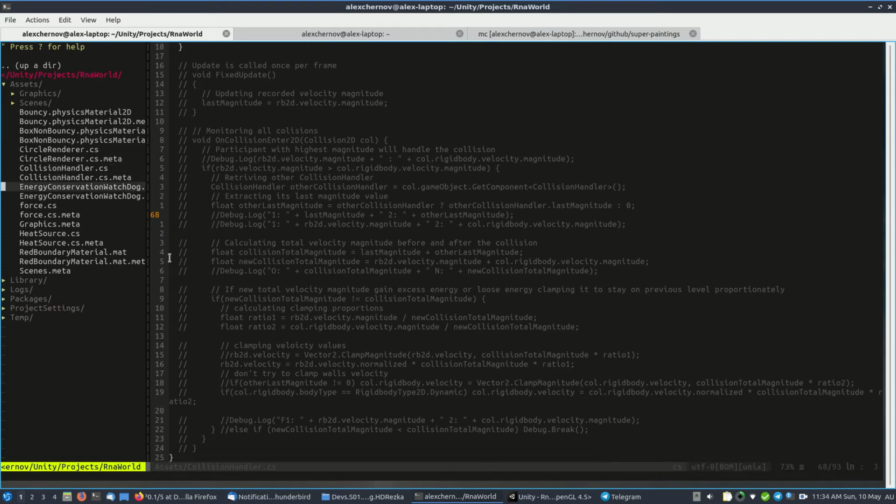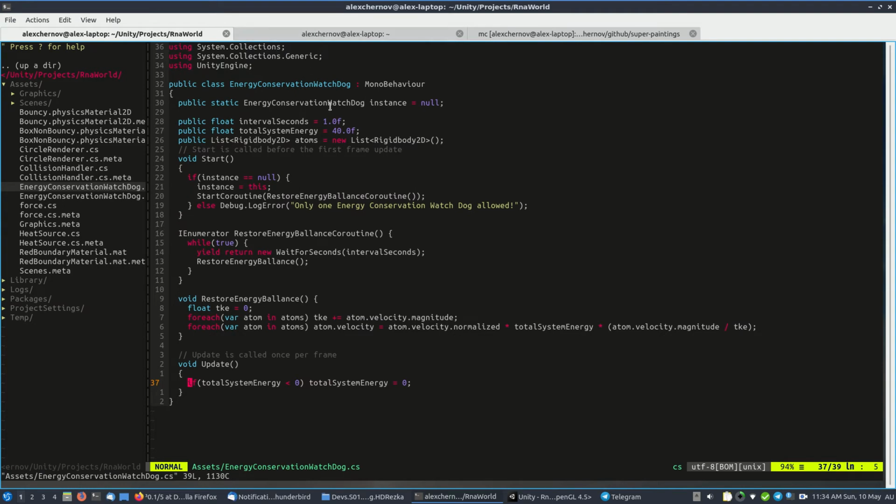So basically what it does: every 1 second, and the time can be changed, it goes and checks. It knows what the total energy in the system should be, by default 40, and it has a list of all atoms in the system. Every 1 second it goes through all of the atoms and collects their current magnitude relative to the current total kinetic energy of the system. Then, based on their relative velocity or energy, which is pretty equivalent here, it adjusts them so that they would not go over the capacity, or for that sake under the capacity. So if the system somehow suddenly lost energy because of some Unity issue, it would just increase the velocity slightly, so that they stay inside of this capacity.